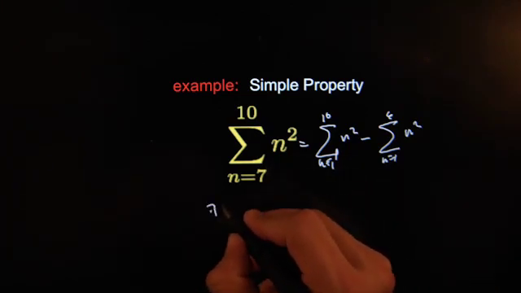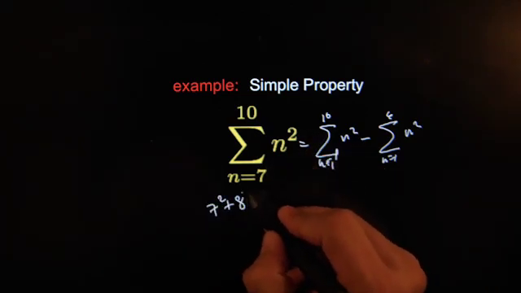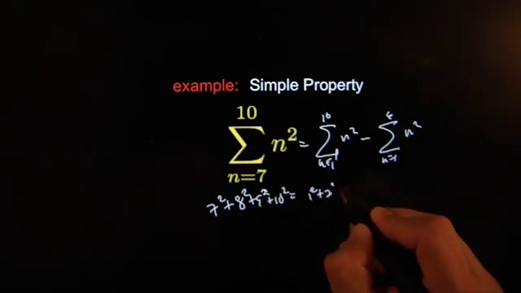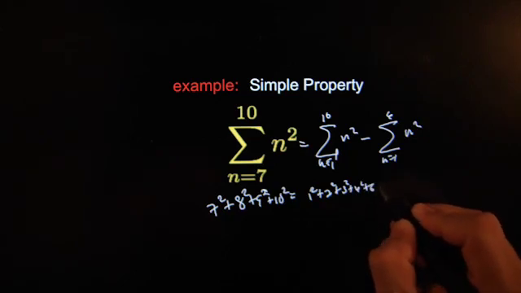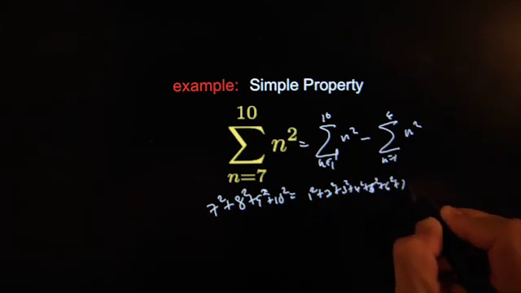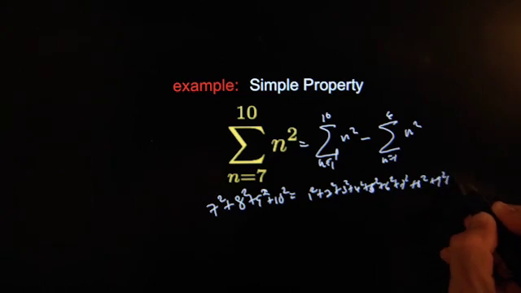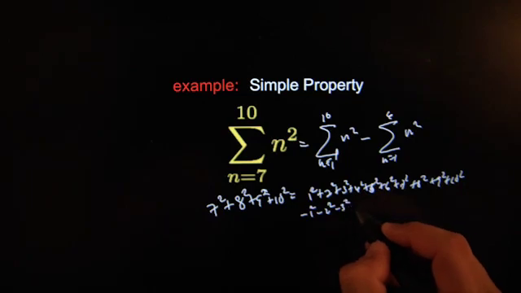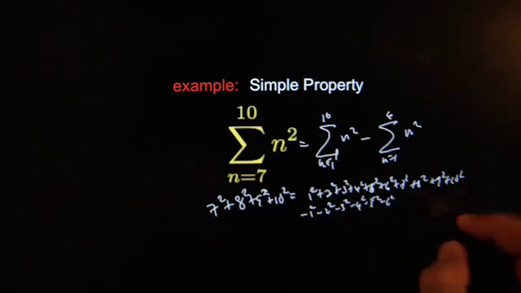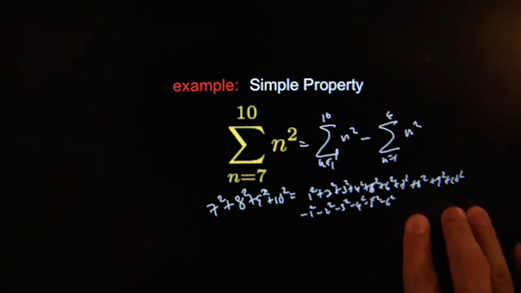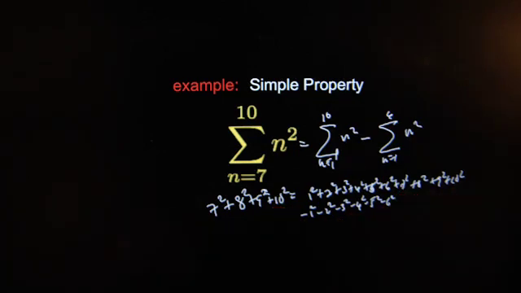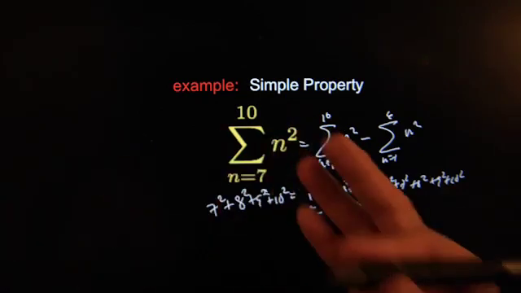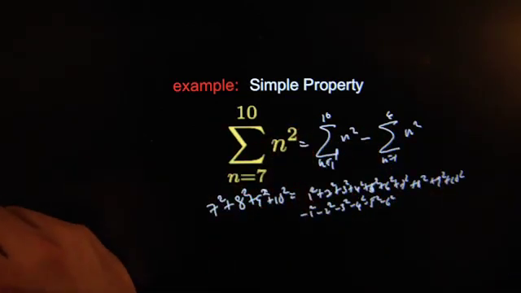What that means is that 7 squared plus 8 squared plus 9 squared plus 10 squared is the same thing as 1 squared plus 2 squared plus 3 squared plus 4 squared plus 5 squared plus 6 squared plus 7 squared plus 8 squared plus 9 squared plus 10 squared, minus 1 squared minus 2 squared minus 3 squared minus 4 squared minus 5 squared minus 6 squared. And of course that leaves exactly the same. Told you. This piece right here would be exactly the same. That's just a way to really illustrate the property. Maybe that was overkill.